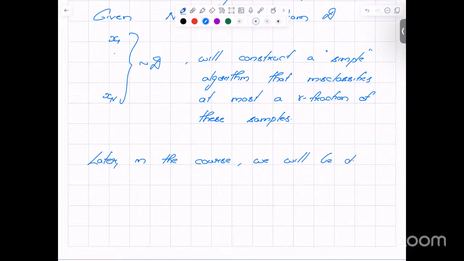We'll be discussing VC dimension. And when we discuss VC dimension, what we'll see is this algorithm will be simple. We'll actually quantify what simple is. Simple will be in terms of the VC dimension of this algorithm. We'll show that if we manage to come up with an algorithm whose VC dimension is low for every sample of size n, then we'll extend it.